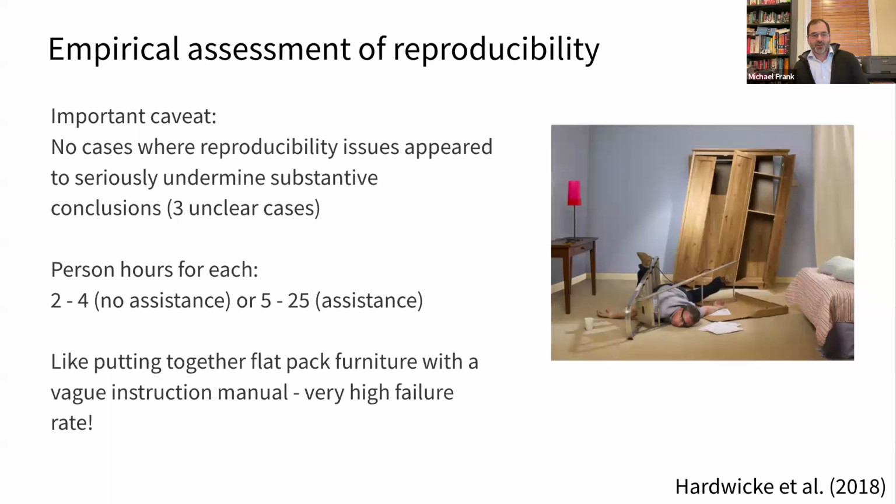So there was no case in this set of 35 where reproducibility issues seriously undermined the substantive conclusions, although we couldn't always tell. But the other thing that really popped out to me here was that these reproducibility attempts, where we would go in and download the data and try to rebuild a piece of the results, just took a tremendous amount of time and effort. It was like putting together an IKEA flat-pack furniture with a vague instruction manual. It had a very high failure rate. It was really a problem of organization and documentation.